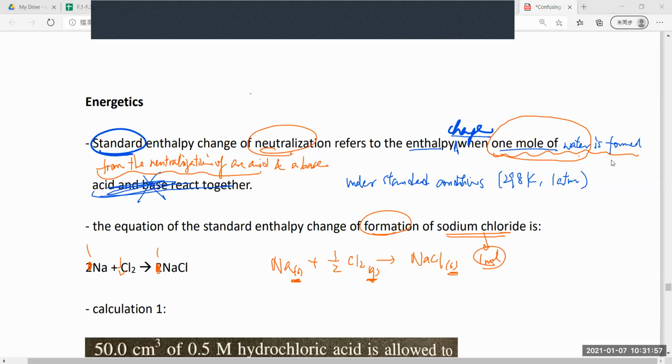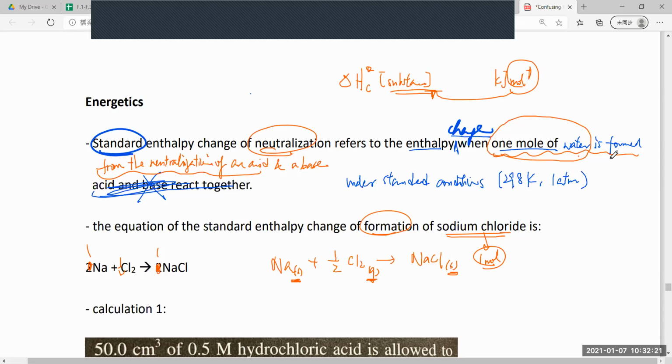One more point is delta H of combustion, right? Delta H of combustion of a substance. We have a unit, kilojoule per mole. So per mole here refers to that 1 mole of the substance to be burned completely.